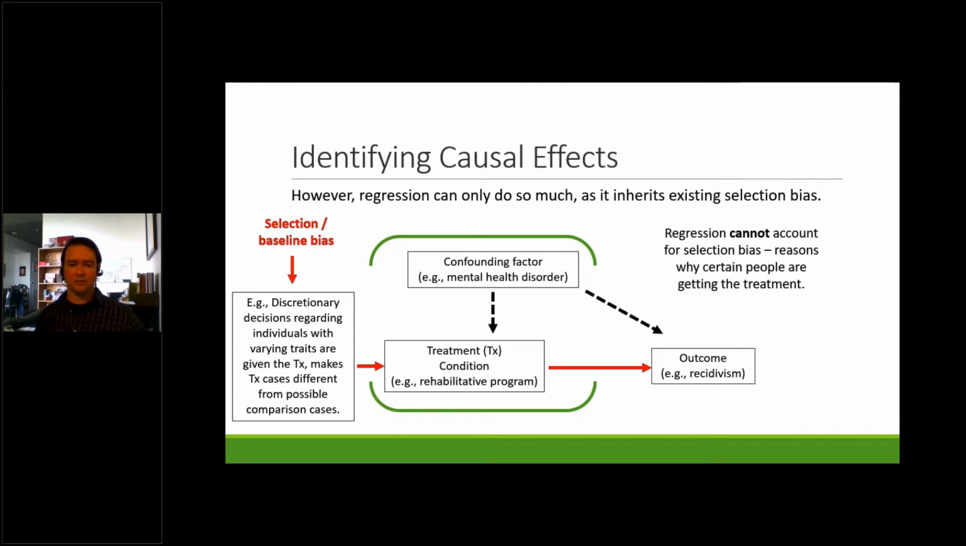Regression cannot account for the selection bias, such as reasons why certain people are getting the treatment. And so in this example, maybe there's a discretionary decision regarding individuals with varying traits who are given the treatment, which makes the treatment cases different from possible comparison cases. The regressions will not only inherit this bias, but will also favor the larger group. So if your comparison group is substantially larger than your treatment group, then it's going to favor that larger group.